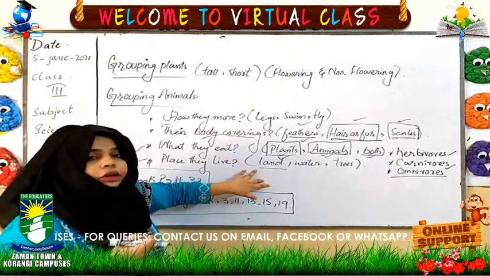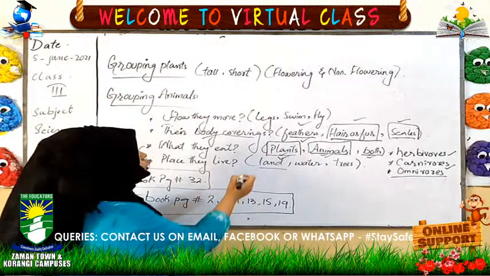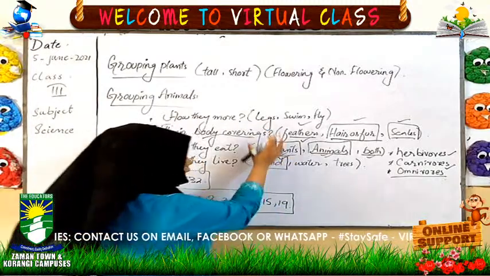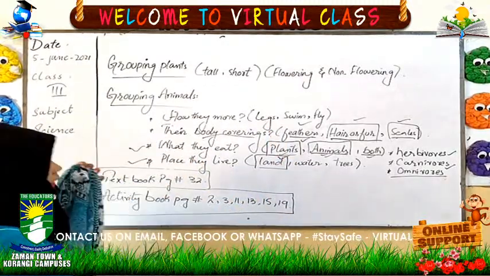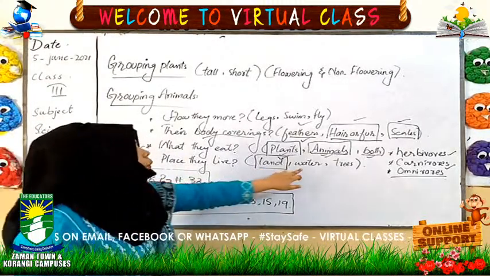We are talking about the animals which live on land, so we make a group for them. We can make a list and make a group, that these are the animals which live on land. Okay. So what about water?